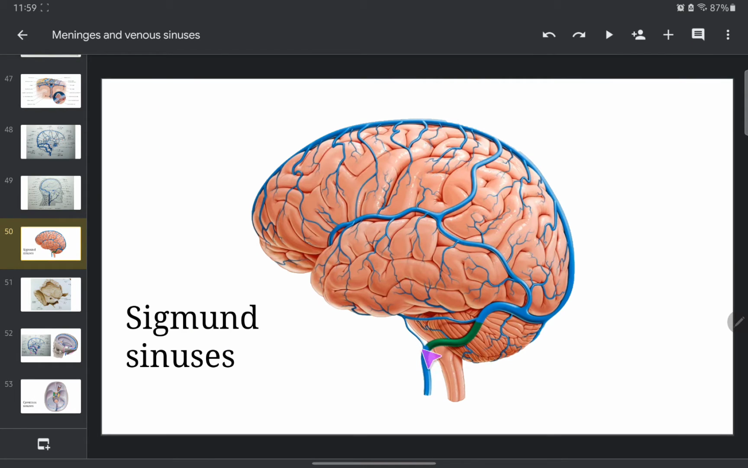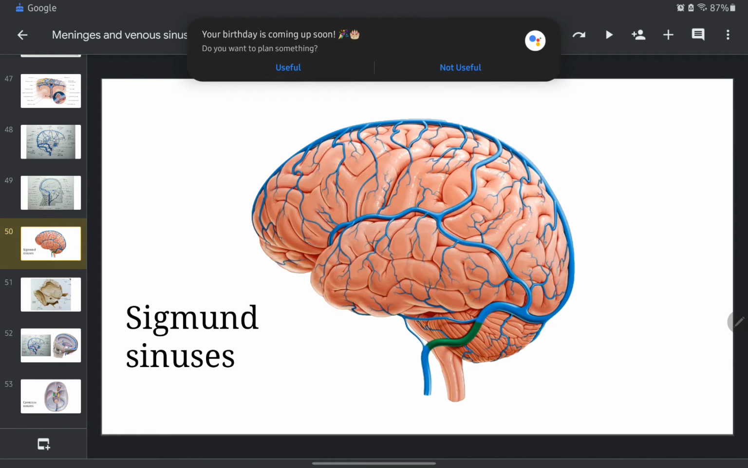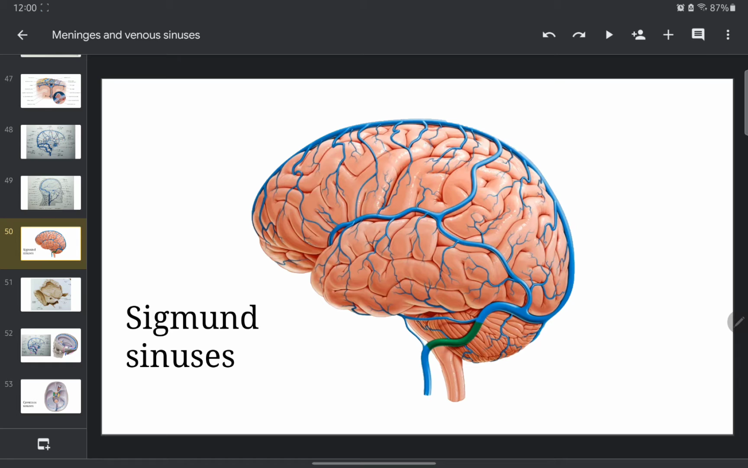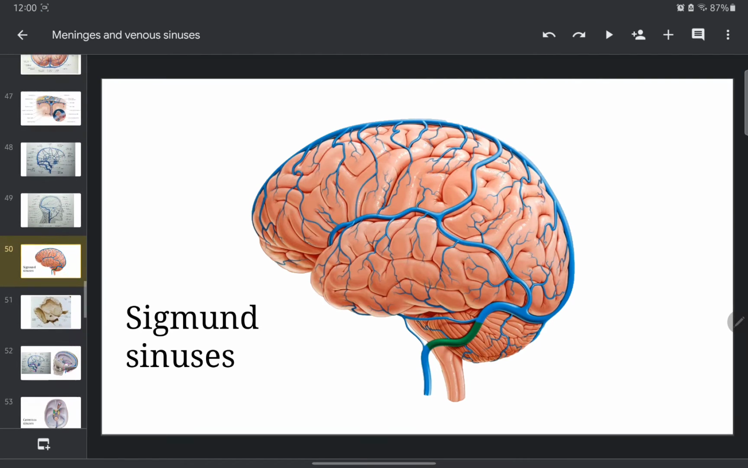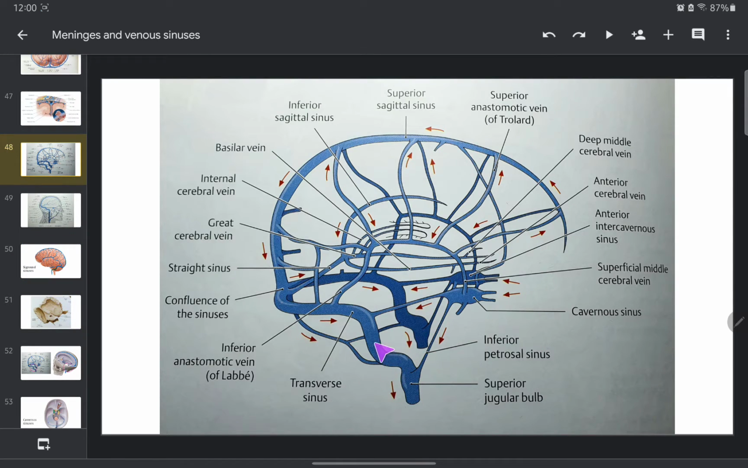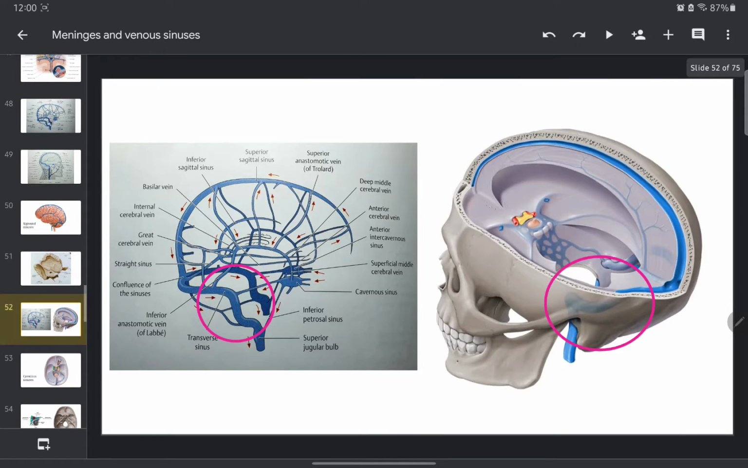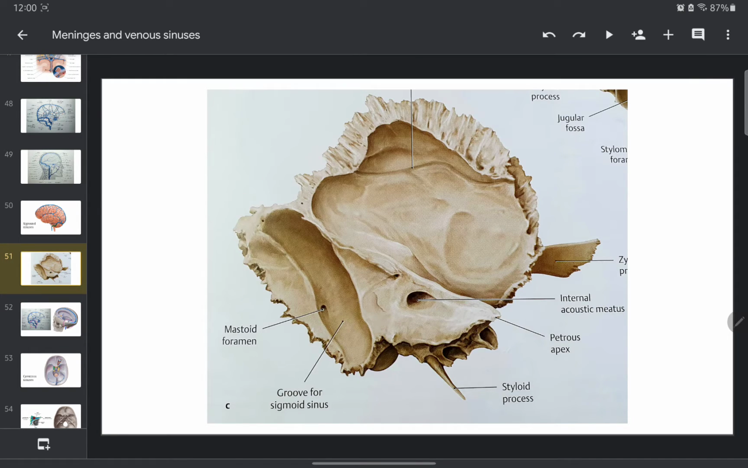The sigmoid sinus. Now, this sinus originates as a direct continuation of the transverse sinus, and in its course, it runs downward and medially. Now, this image can show how it descends medially. It goes like this, and this image also shows how it goes medially and downward at the beginning. And here at this part, it passes in the temporal bone. This is the temporal bone.